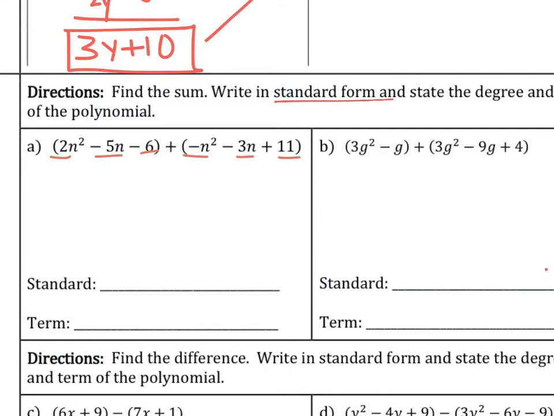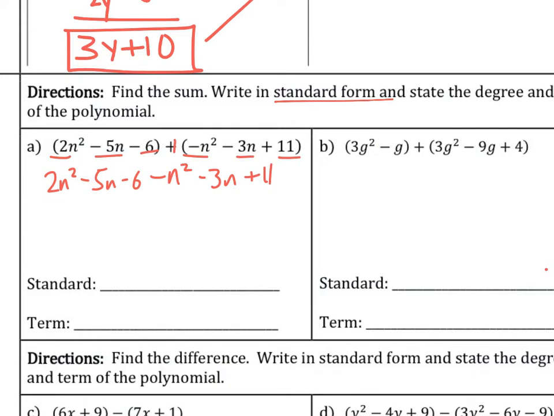So hopefully you made some progress there. Now on this one, we've got 2n squared minus 5n minus 6. And then, because there's nothing to distribute, there's an invisible 1, but when you multiply that doesn't change it. So we have plus a negative n squared. Well, we'll write that as just a minus n squared. Adding negative n is the same as subtracting n. Okay, minus 3n plus 11.